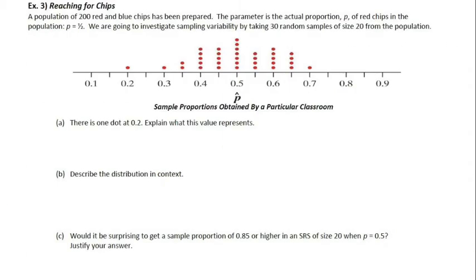All right, let's take a look at example 3. It says reaching for chips. A population of 200 red and blue chips has been prepared. The parameter is the actual proportion, p, of red chips in the population, and we know that half the chips are red. We're going to investigate this idea of sampling variability by taking 30 random samples. You can imagine one for each kid in the class, and each kid gives the proportion of red chips that they observed: 30 random samples of size 20 from this population of 200 chips.